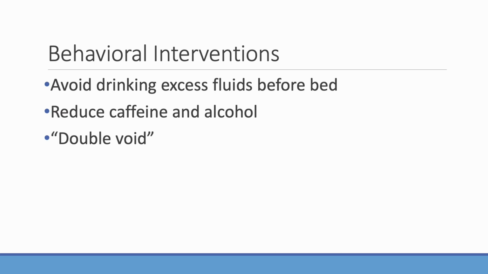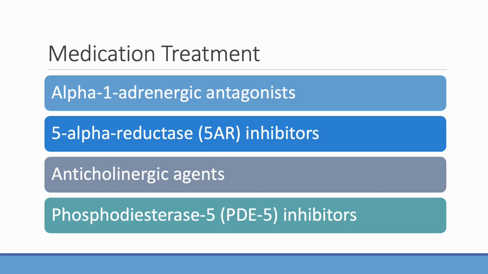So some behavioral interventions can be things like avoid drinking excess fluids before bed if they're having some nocturia. Caffeine and alcohol can also increase the need to urinate, so avoiding those agents or reducing those. Double void, where they actually will urinate twice to release all that is located within the bladder.